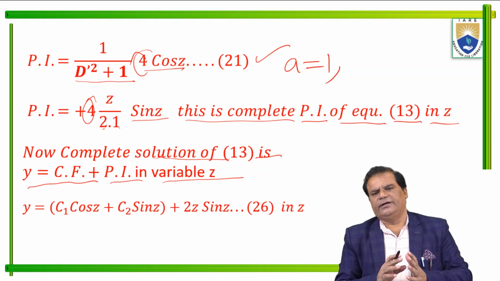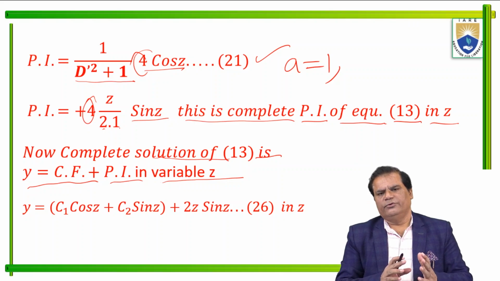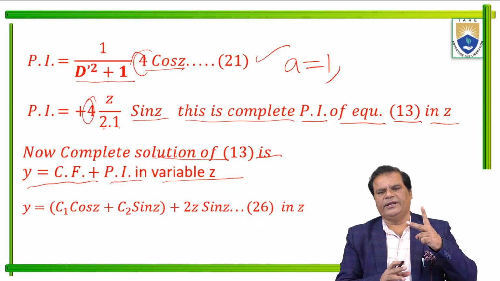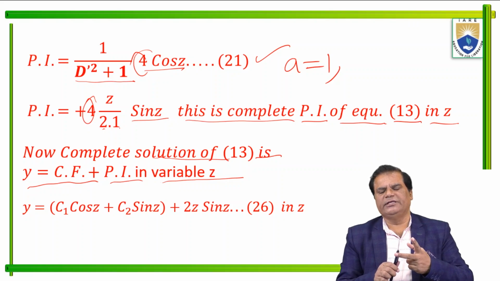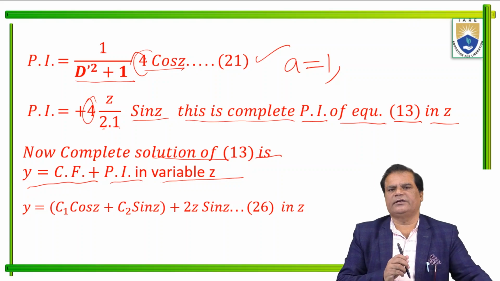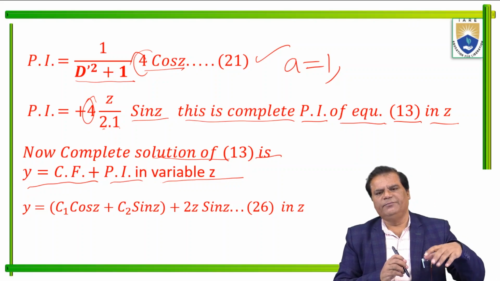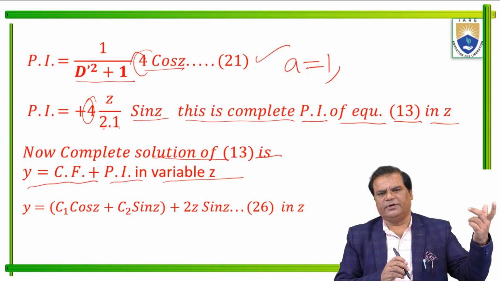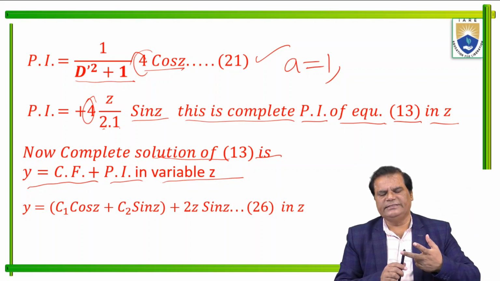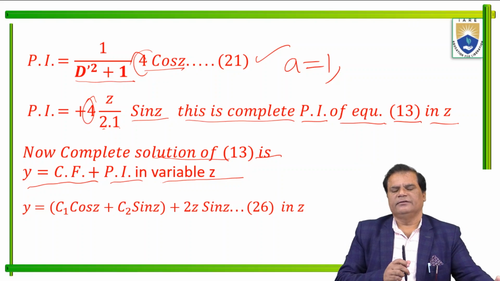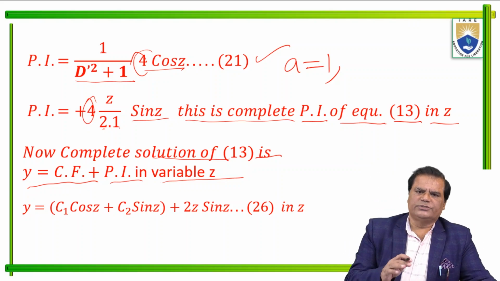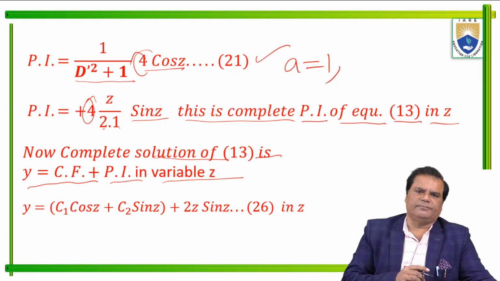This is very important. If you are writing the answer, then your answer should be in x or in z. There are two variables. So first you find the answer in z. After putting the value of z, then you get the answer in x. If you get the answer in x, then you find the complete solution of equation 1. If you have the answer in z, then you write the solution of the given question, changing the equation.